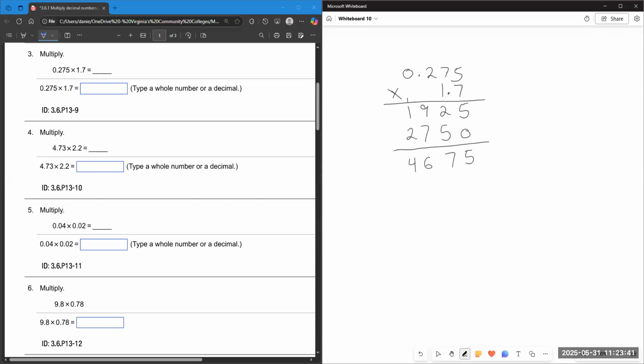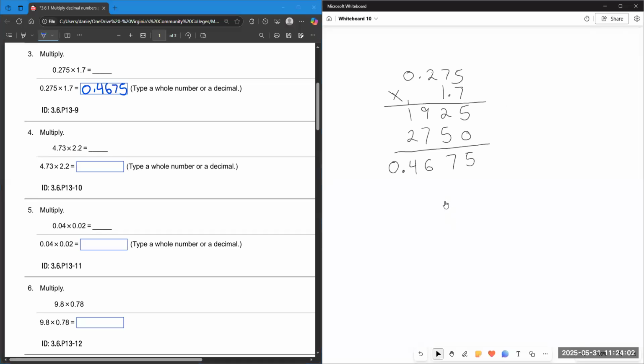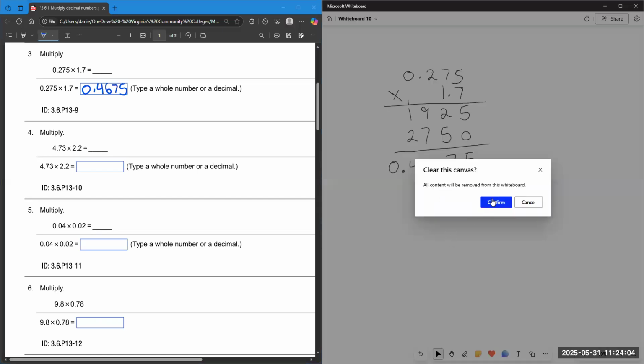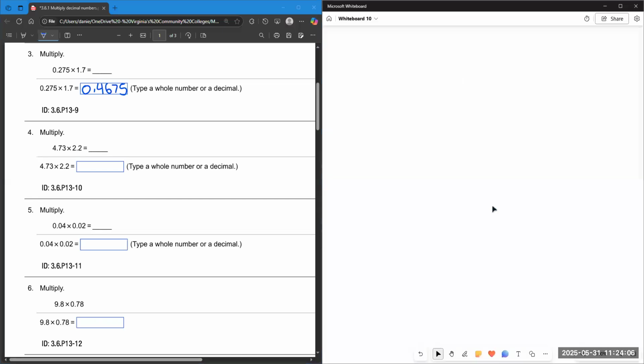And we have a total of 1, 2, 3, 4 decimal places in our problem. So 1, 2, 3, 4 decimal places in our answer is going to be 4,675 ten-thousandths.